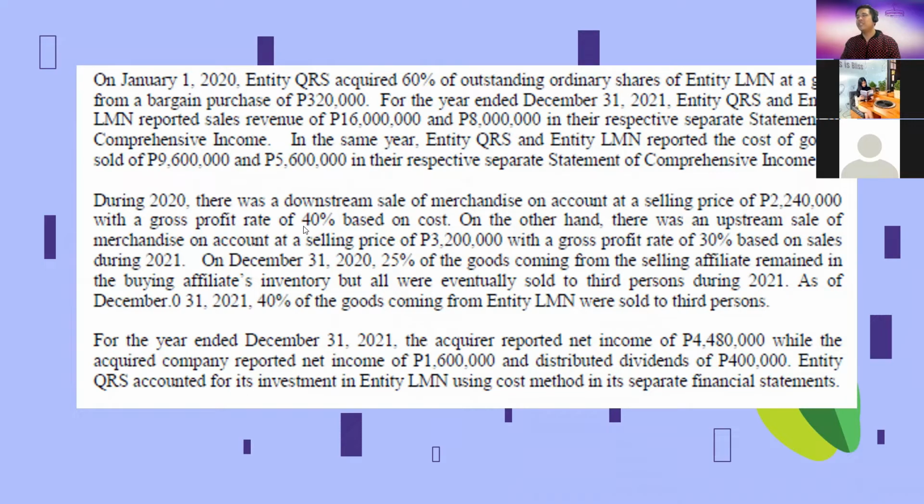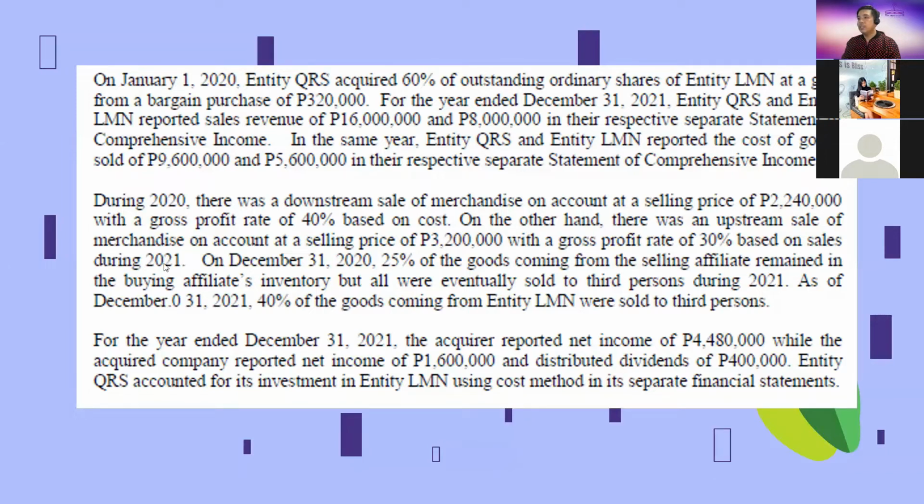So ito pa lang, imagine this is very tricky. 40% based on cost. So therefore, kung based on cost yan, your cost is 100%, your sales would be 140%. Again, this is basic accounting. On the other hand, there was an upstream sale of merchandise on account at selling price of 3,200,000 with a gross profit rate of 30% based on sales. No? So again, if GPR is 30% based on sales, your sales would be 100%, cost of goods sold would be 70%. So that's the difference between the two. So that's the transactions during 2020.